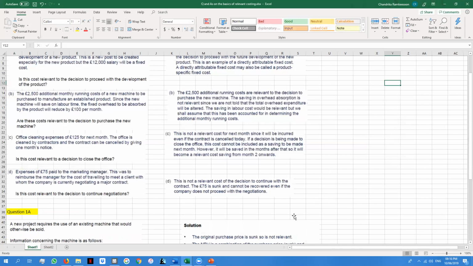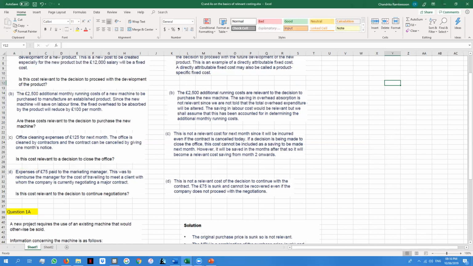It's like you having given the employer the 40 days notice. Of course, after the period, you're no longer there. So clearly, in that case, the company will be saving the salary. And D, this is not a relevant cost of the decision to continue the contract. The 75 pounds is sunk, cannot be recovered even if the company does not proceed. And it's as simple as that, really.